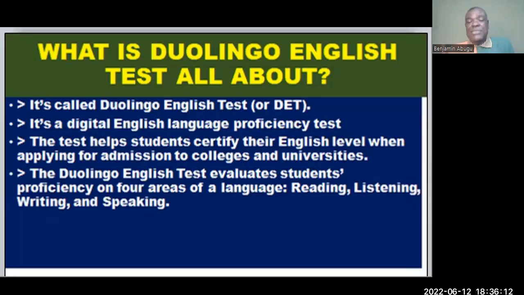Now, as I earlier mentioned, it is for those who are seeking admission into colleges and universities abroad. So the Duolingo test will evaluate your language skills in terms of reading, listening, writing, and speaking. Of course, over 3,000 educational institutions presently accept the Duolingo English Test in over 50 countries, all right? Now, we are going to look at other aspects of this particular test.